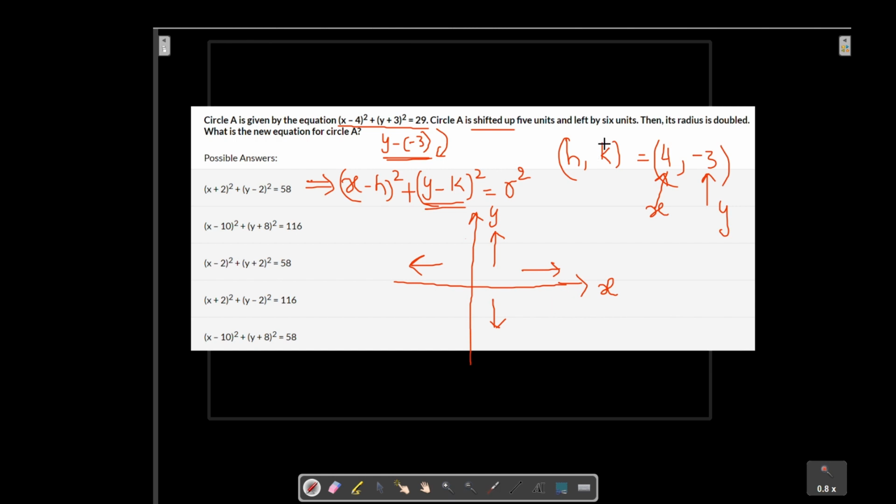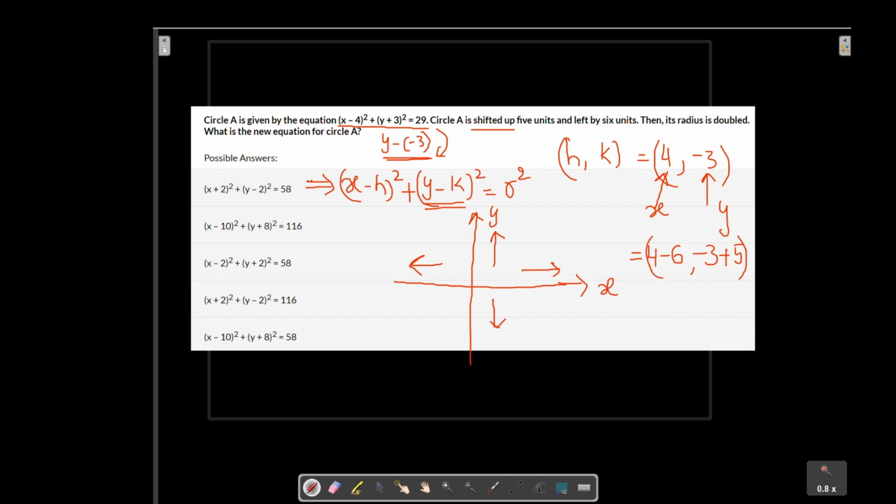Similarly, if we are shifting right, we need to add. Shifting left, we need to subtract. Here they have given shifting up 5 units. Let's add plus 5 to the y coordinate. Shifting left by 6 units. Subtract 6 from the x coordinate.